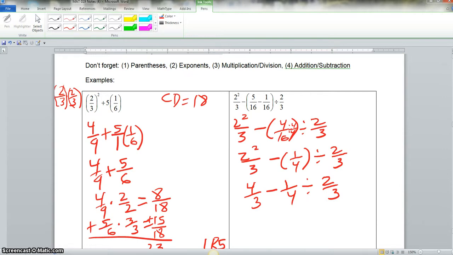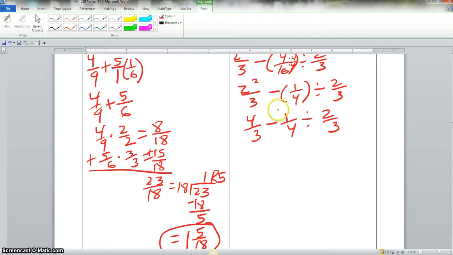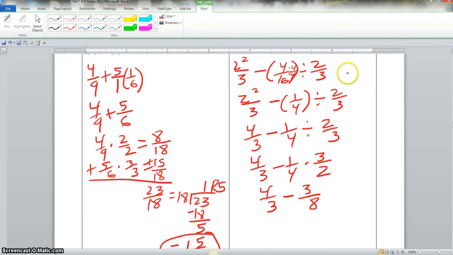Now the operations we have left are subtraction and division. So now we know we do division. So we have 4/3 minus 1/4. Division would become multiplication, and we would take the reciprocal of the second fraction, which would be 3/2. So now we have subtraction, we have multiplication. We know we will multiply. So we have 4/3 minus 1 times 3 is 3, 4 times 2 is 8. Now we have to find the common denominator of 3 and 8, which we could make the common denominator 24.